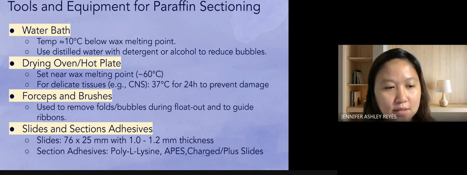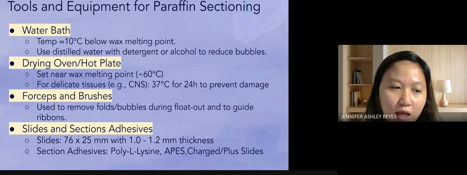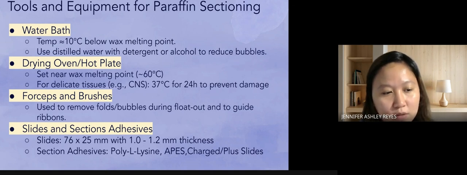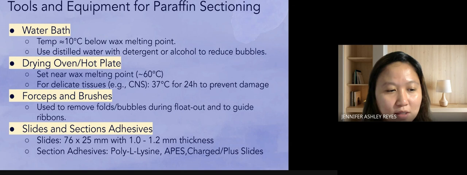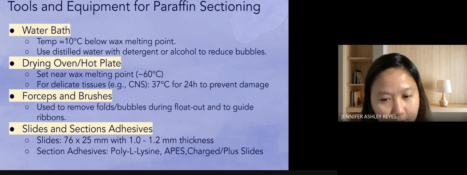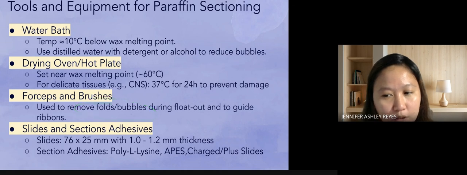Forceps and brushes, so you need that for the ribbons. Your hands should never touch the ribbons, and the forceps and fine brushes are your tools to manipulate the sections so that after the microtome, you can smoothen out the folds and the creases, and you can guide the ribbons across the blade. And also, you can use that to remove air bubbles on the water bath.